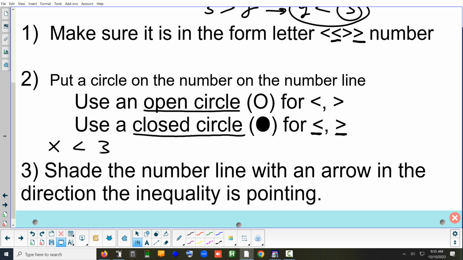So if I look at something like x is less than 3, I make an arrow out of it that's pointing left. So I'm going to draw an arrow going to the left. If I had something like that, I'm going to have a circle on the number 12, and then I'm going to do an arrow, going to the right. So the arrow starts at your circle, and it either goes to the left or it goes to the right.